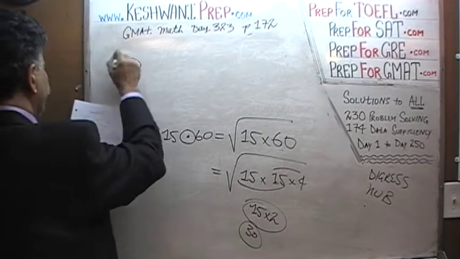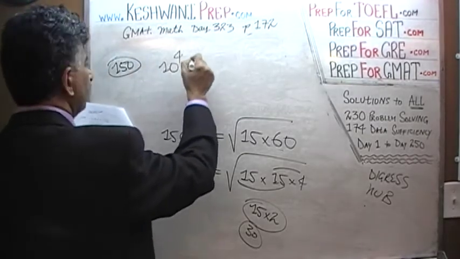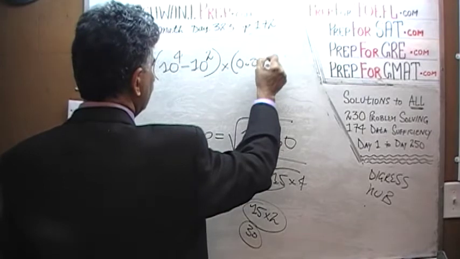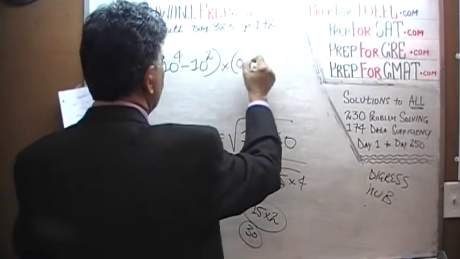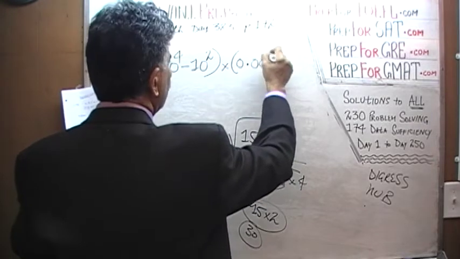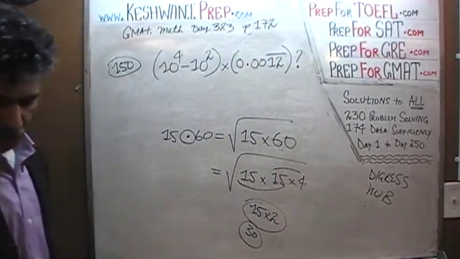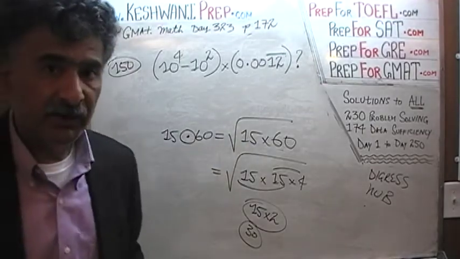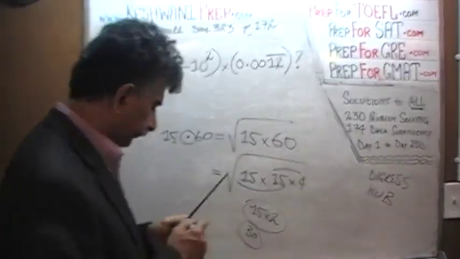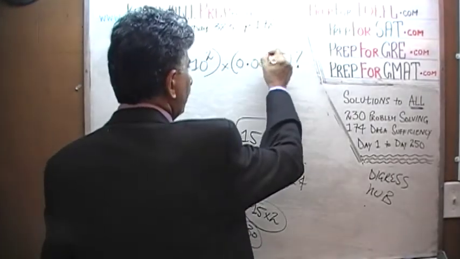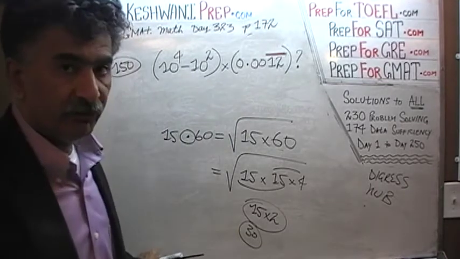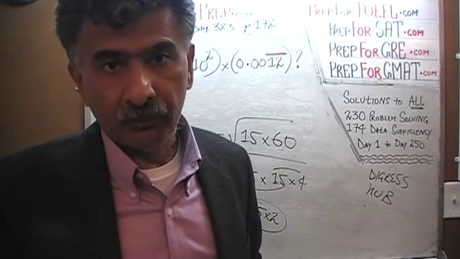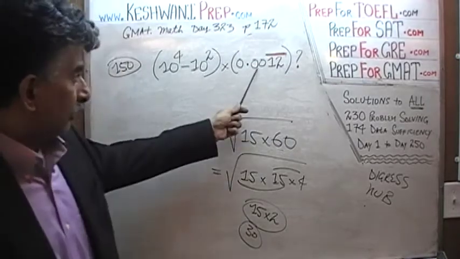Number 150: 10 raised to 4 minus 10 raised to 2, times 0.0012 repeating. This is interesting. The second quantity that you see there is 0.0012 repeating. That's what the bar means. The bar on the top tells us that it's repeating. So it's 0.00121212 forever and ever. Our job is to find the product of that quantity and this quantity.